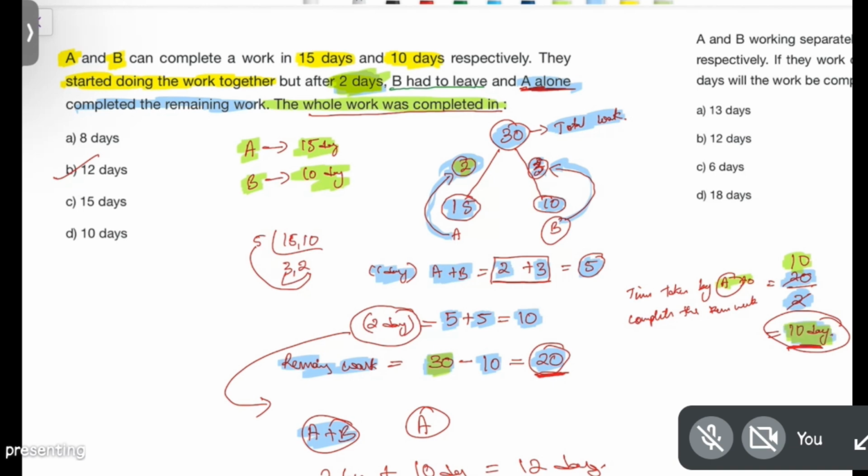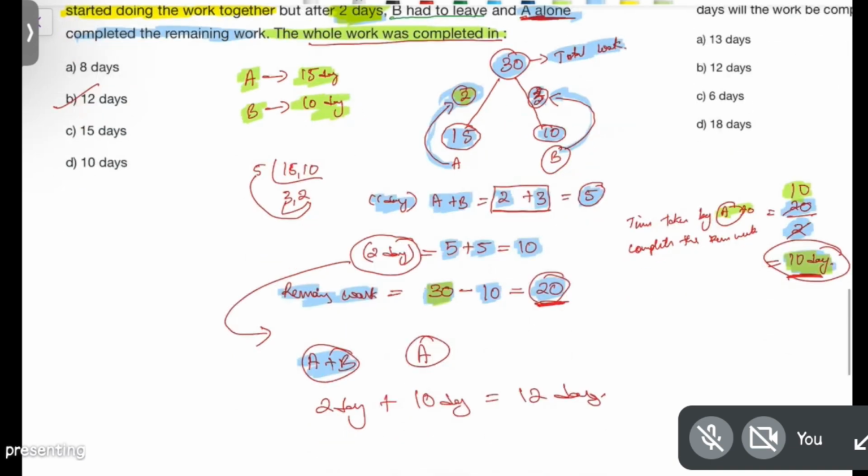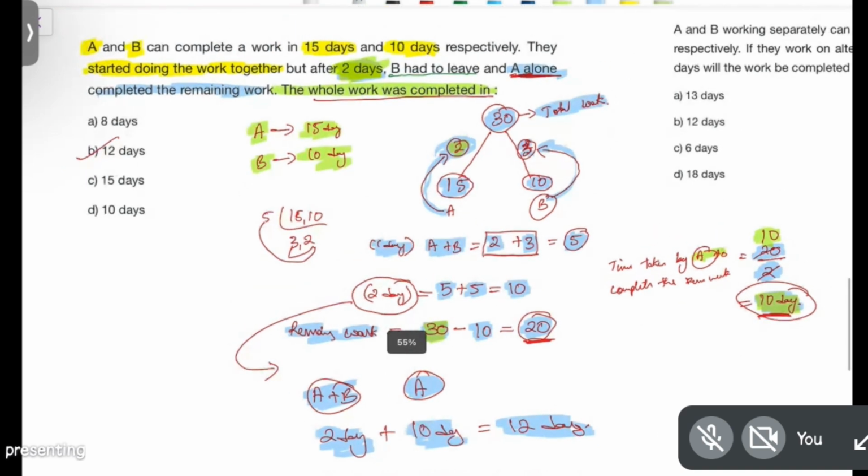So now our conclusion is this. A and B work for 2 days, and A alone worked for 10 days to complete the work. So together it took them 12 days to complete the work. Any doubts here? Are you guys following this method?